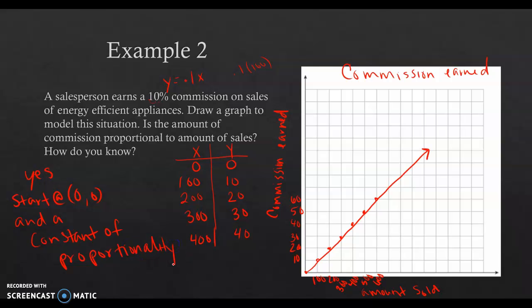All right, so again, this was continuous just because we can sell for any dollar amount in between what we chose as our X values. So in the next video, we'll talk about when we're not graphing in the first quadrant.